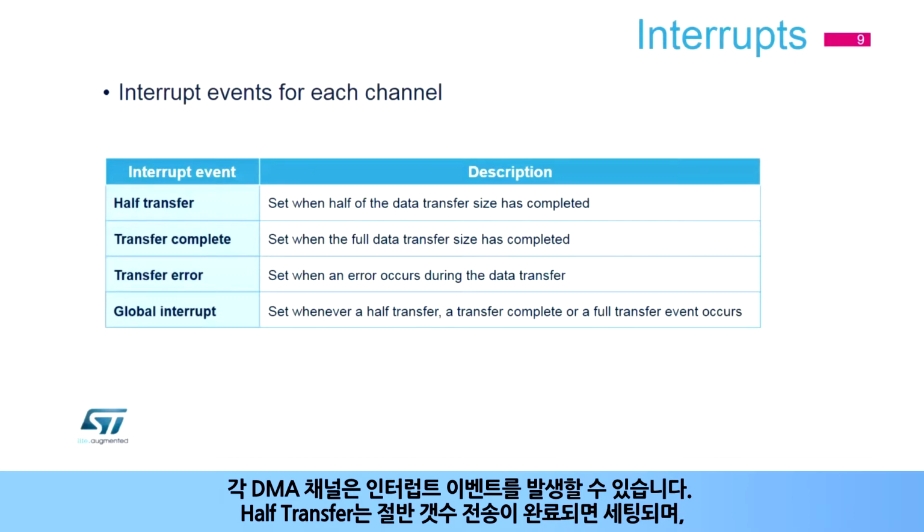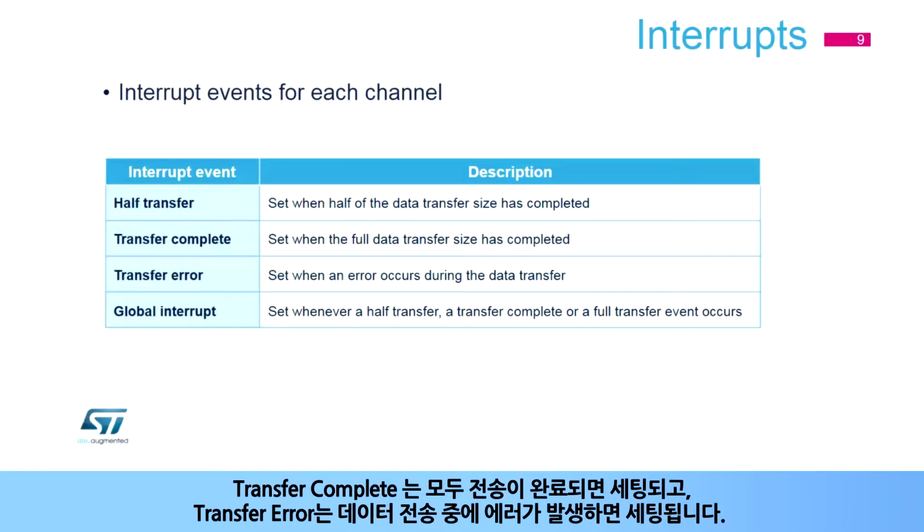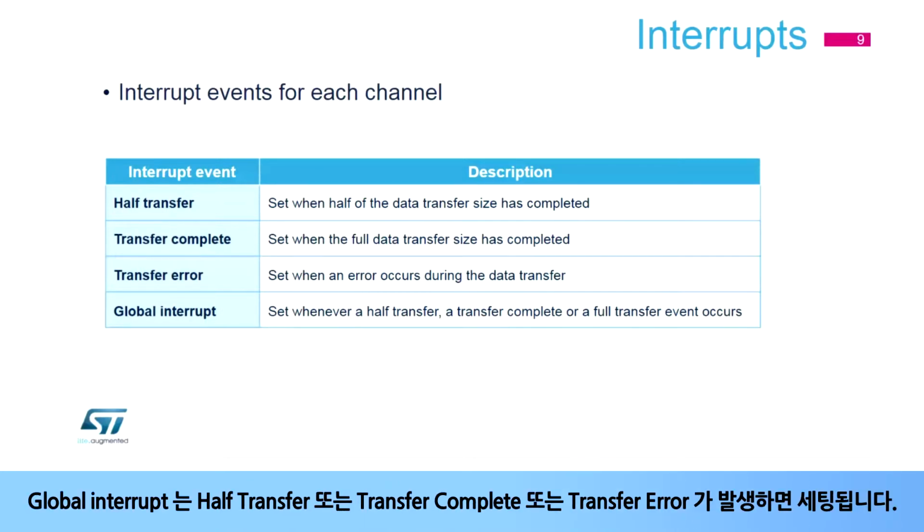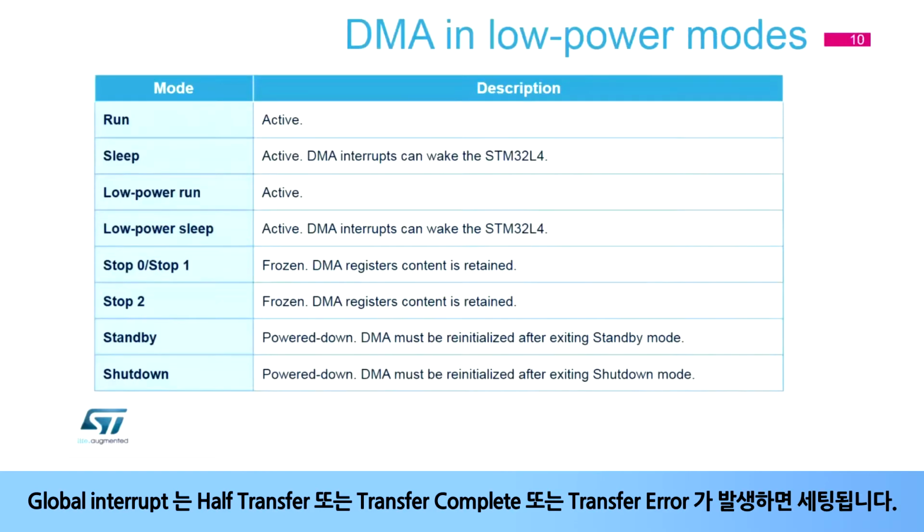The half-transfer interrupt flag is set when half the data has been transferred. The transfer complete flag is set when the transfer is complete. The transfer error flag is set when an error occurs during the data transfer. The global interrupt flag is set whenever a half-transfer, a transfer complete, or a transfer error event occurs.